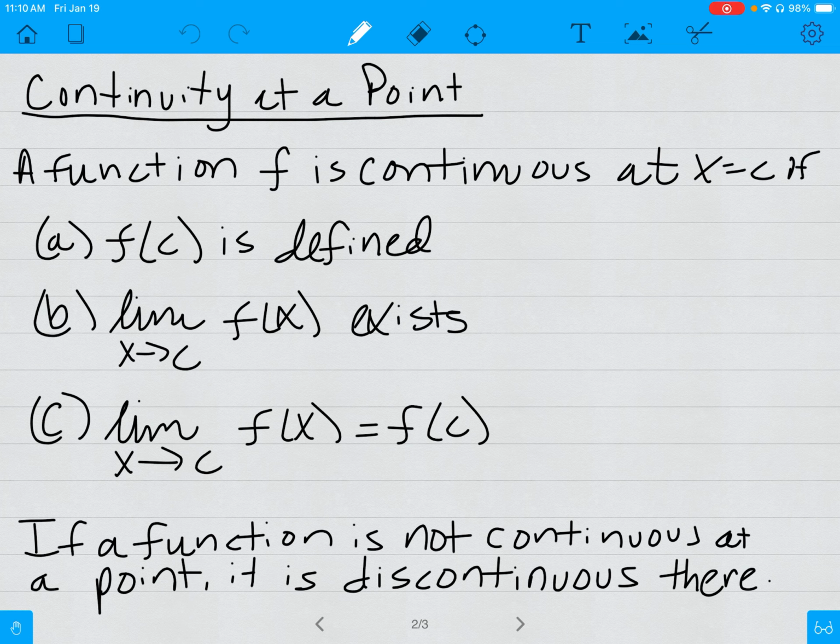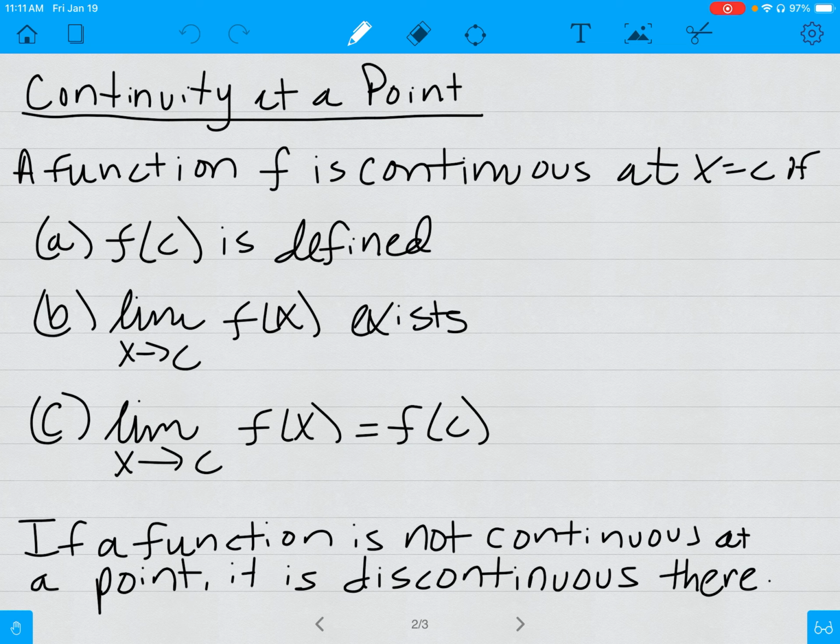Also, the limit as x approaches that point, c, of the function has to exist. If the limit does not exist, the function would not be continuous at that point. And then also the limit as x approaches c of the function has to actually equal the value of the function if you were to substitute c into it. Okay, so those are the three requirements for a function to be continuous.